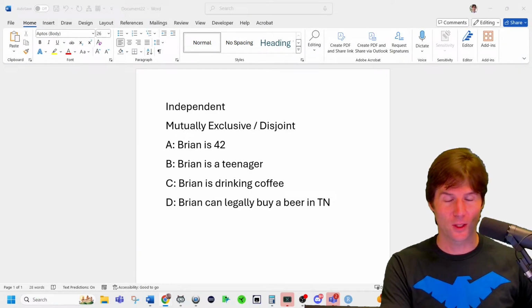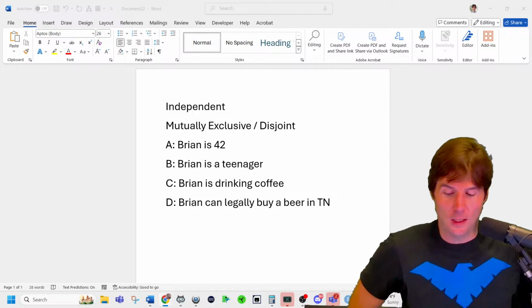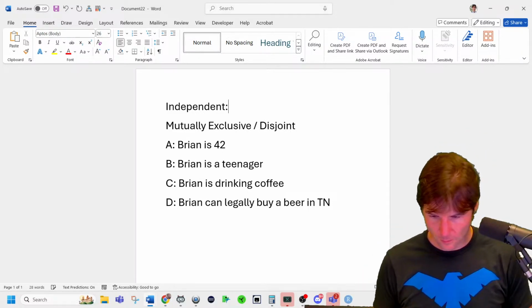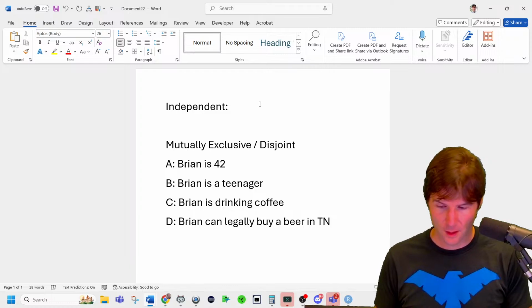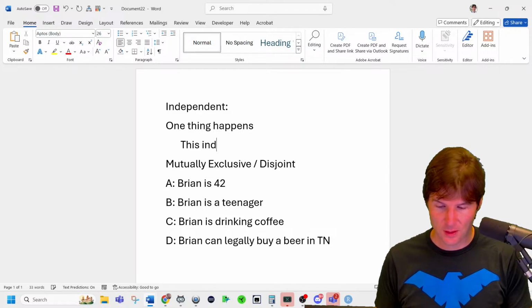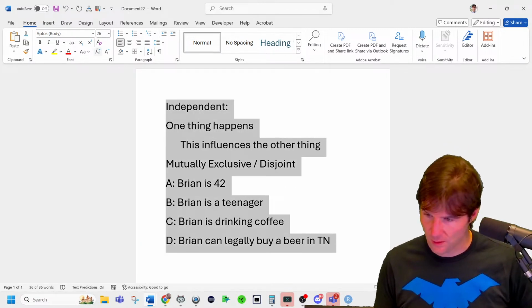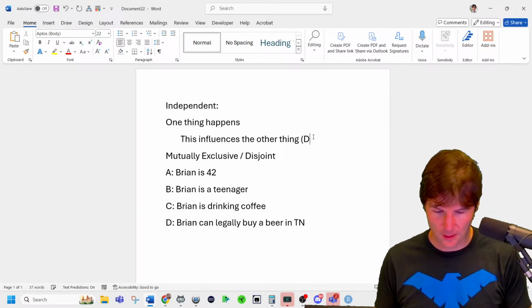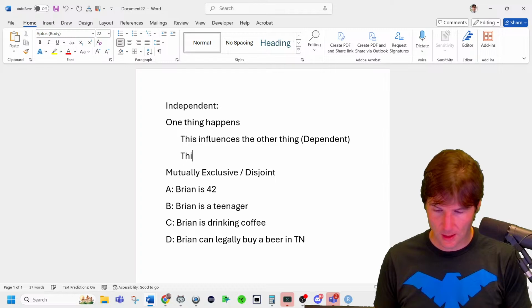You're welcome, Kaden. Good questions. So independent means, the way to test it is the following. The test is, A happens, or one thing happens, and this influences the other thing. That would be dependent. If this does not influence the other, that is independent.